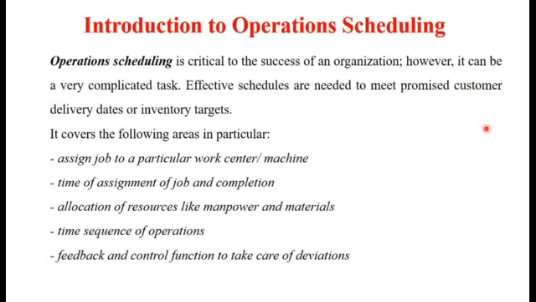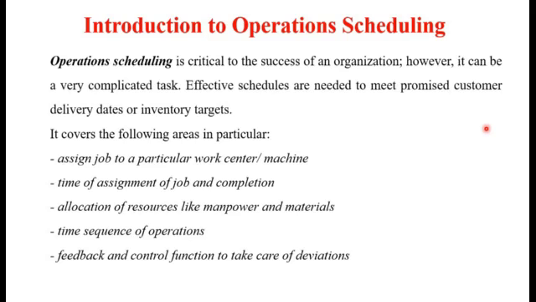Operation scheduling is basically required to control the inventories, that means the raw material inventory, in process inventory, and finished inventories as we saw in the previous lecture, as well as to meet customer deliveries or to promise the customer delivery dates. Operation scheduling helps to plan and to execute the production schedule.